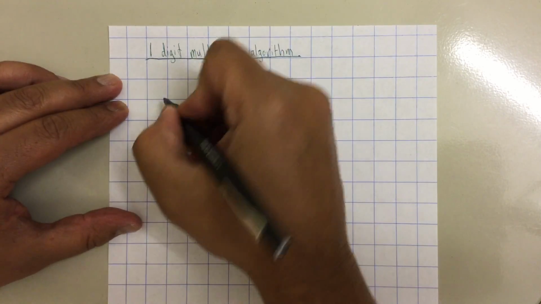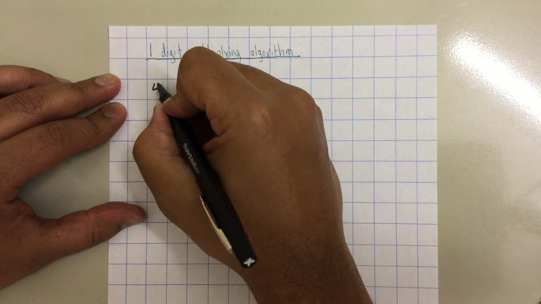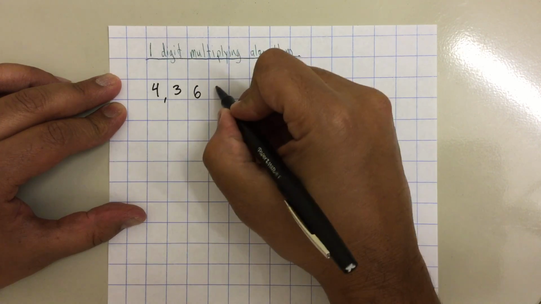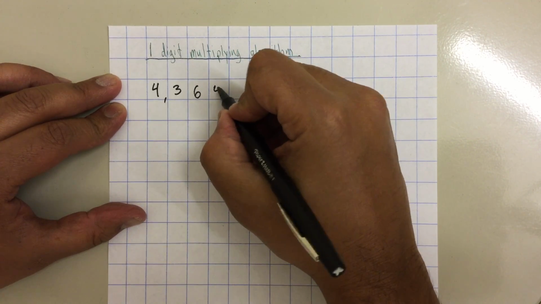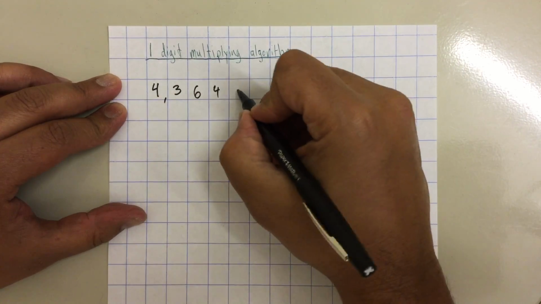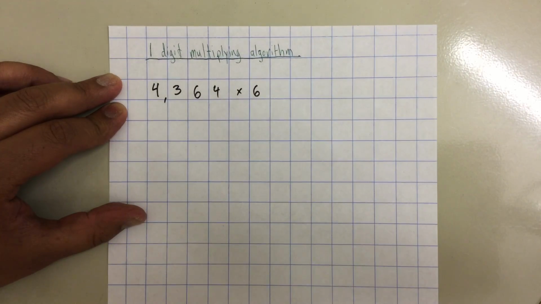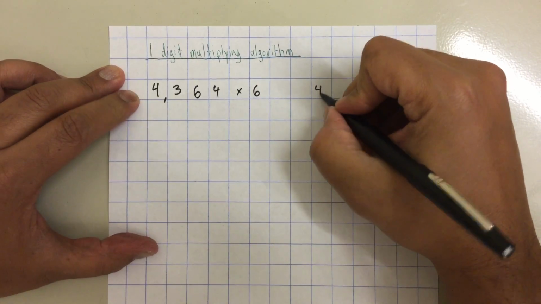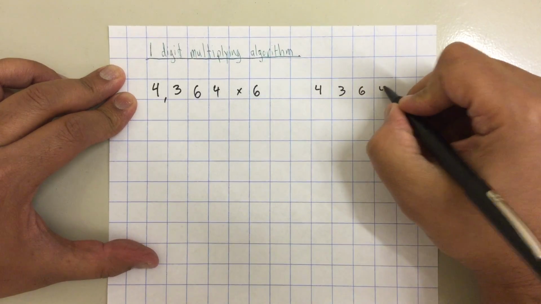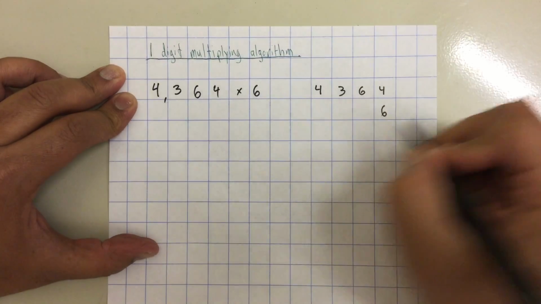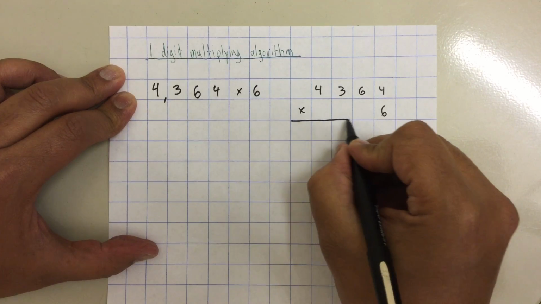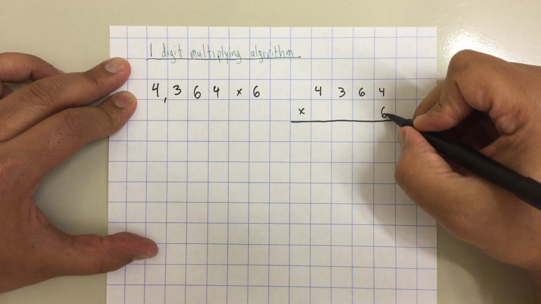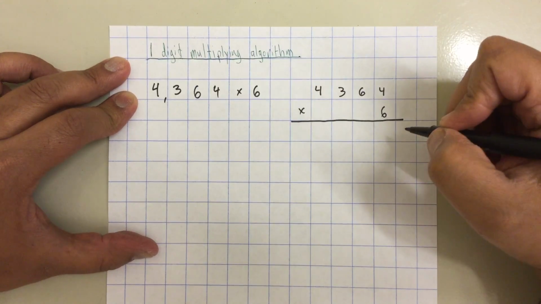Let's say we're doing 4,364 times 6. What we're used to doing looks like this. We put the 6 underneath that 4, put our times sign, make a tally line. And then we do our typical algorithm, which is take our factor and multiply it by every single place value.